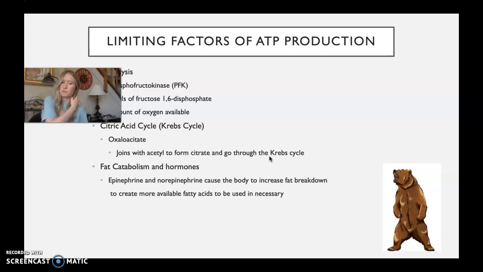When it comes to the breaking down of fat, hormones play a role and tell the body when to increase fat catabolism and when to start storing fatty acids again. So epinephrine and norepinephrine, if they increase in the body, they increase the body's catabolism of fats, breaking them down into fatty acids so that if we need energy right away, we'll be able to have it to use.